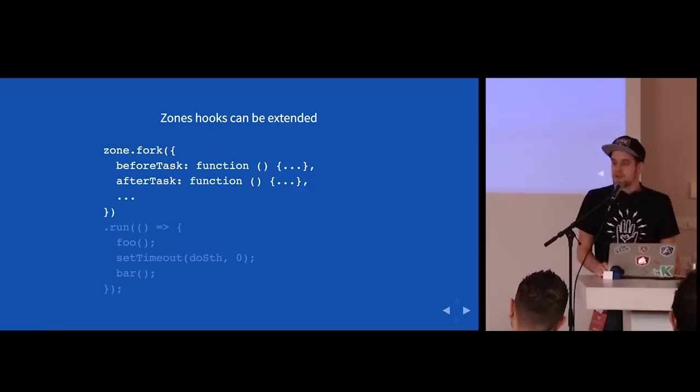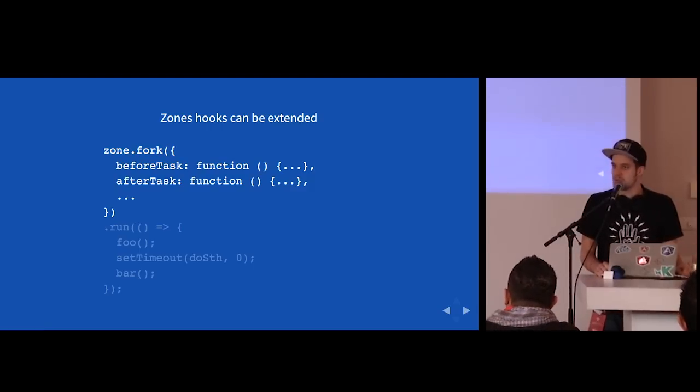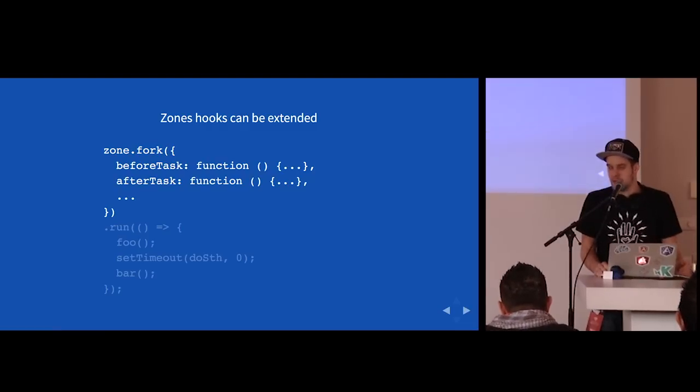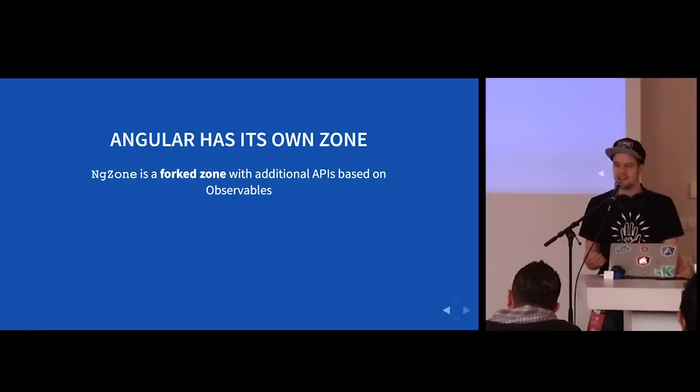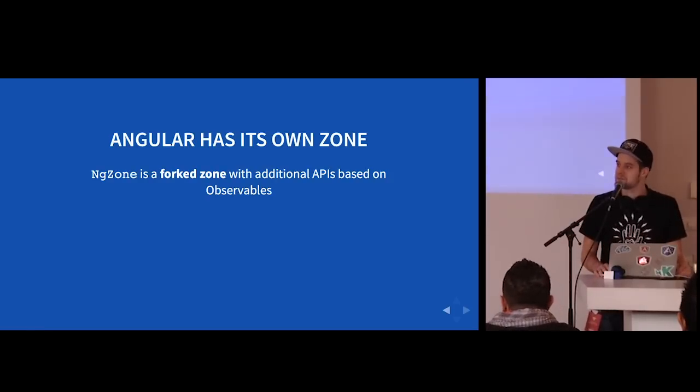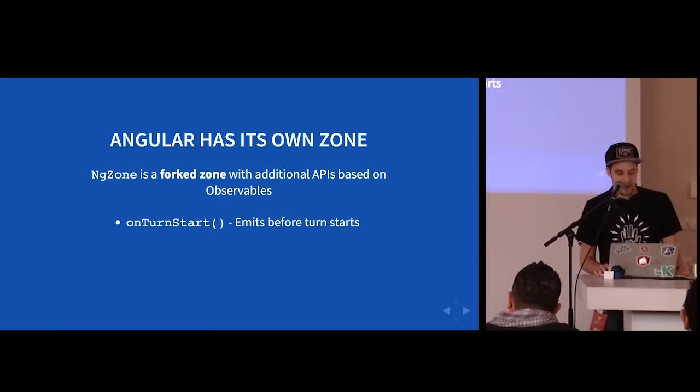Okay, so now why is that interesting? Well, it turns out that Angular takes advantage of exactly that. That's why we can write code that looks like simple JavaScript code. There's nothing special that we have to do to notify Angular, because Angular notifies itself using zones. In fact, it has its own forked zone called NgZone. And that thing is a bit special because it extends the API a little bit. There are some APIs called onTurnStart and onTurnDone. They're both based on observables, and there are some more.